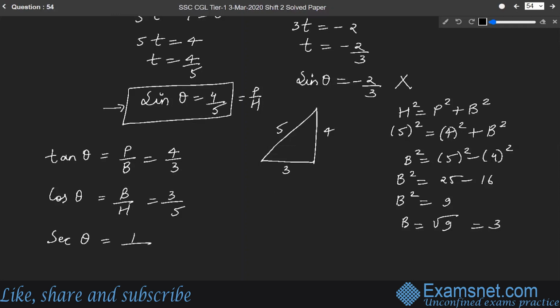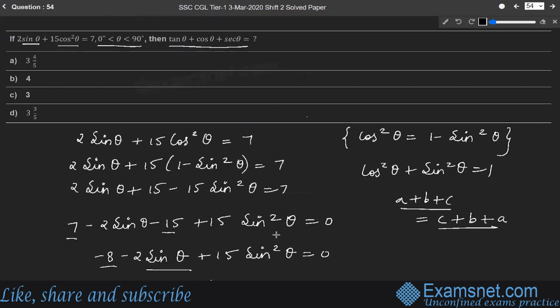Okay. Now, what is sec theta? Sec theta is 1 by cos theta. Okay, means the reciprocal of cos theta. So 1 by, what is cos theta? 3 by 5. So it will be 5 by 3. Okay. In simple words, sec theta is the reciprocal of cos theta. You can see that cos theta is 3 by 5 and sec theta is 5 by 3, which is its reciprocal.